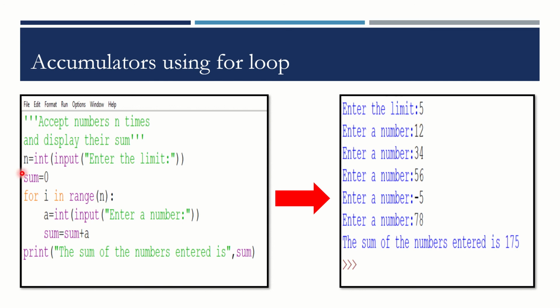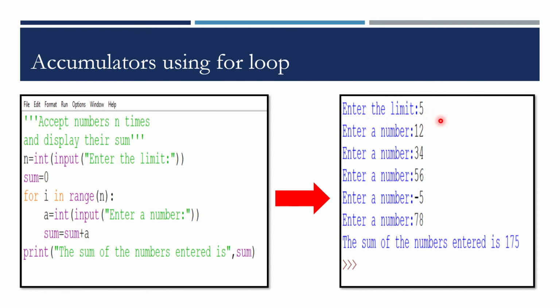So I accept the limit from the user and in this question I am giving 5 as my limit. So every time the loop is running, I am accepting a number from the user and then adding it to sum. So in the same way, I am taking the initial value of sum as 0 and then I say for I in range n, so I'm going from 0 till 4, or I could have given 1 till n plus 1. And I'm accepting the number from the user, A, and then adding it to sum. So the new value of sum will contain the previous value of sum plus A, that is the number entered by the user. Let us see how this works.